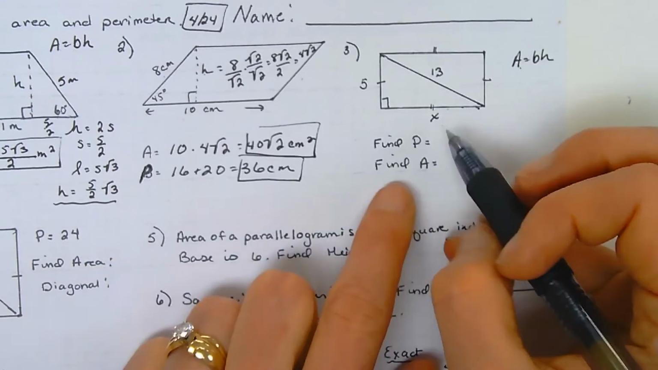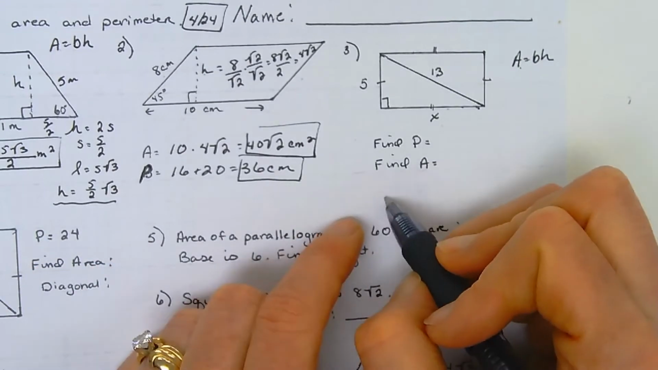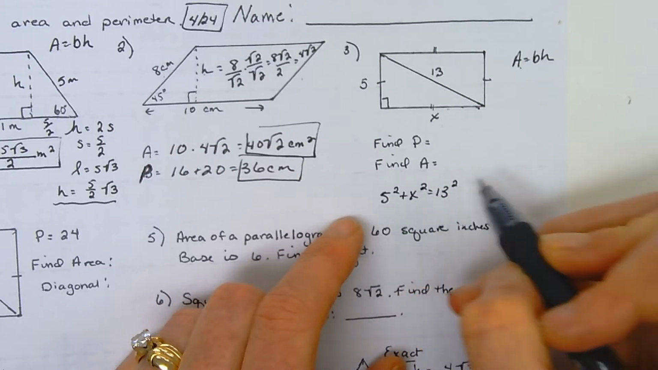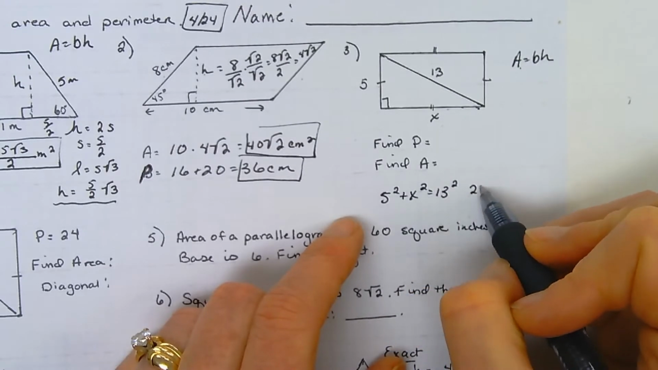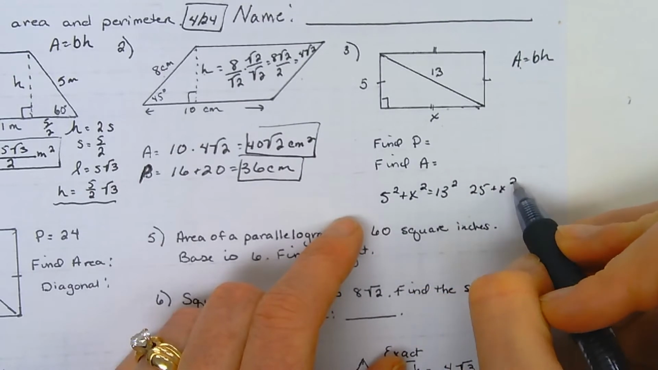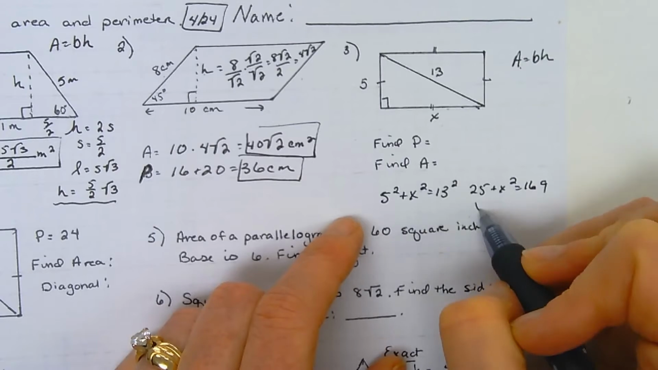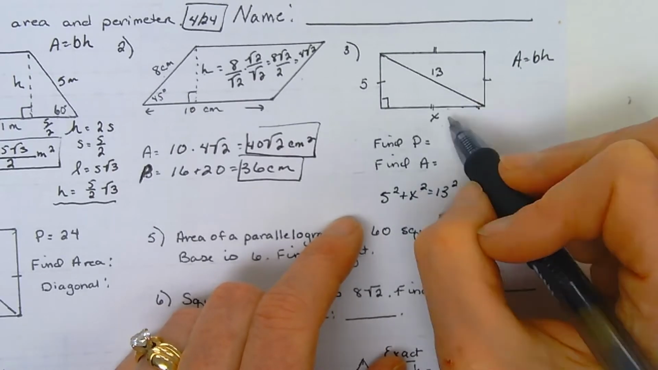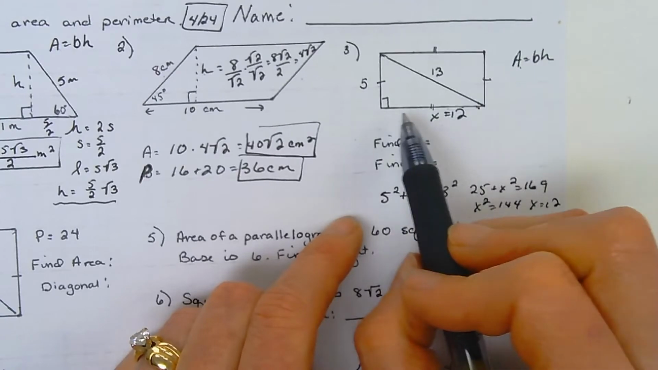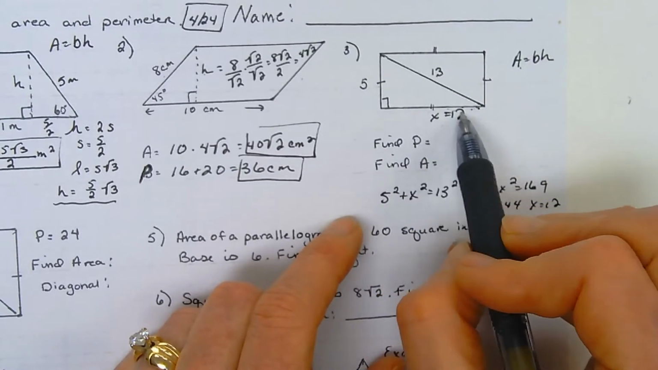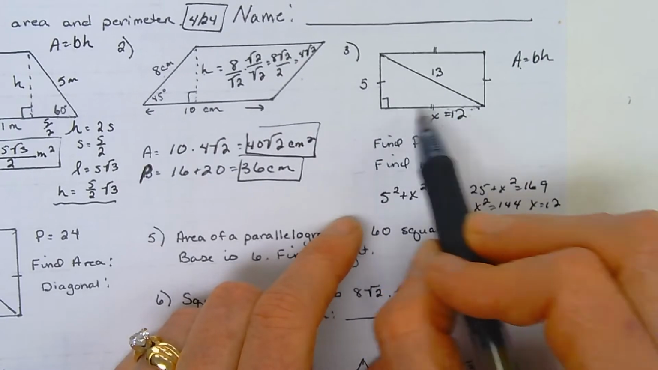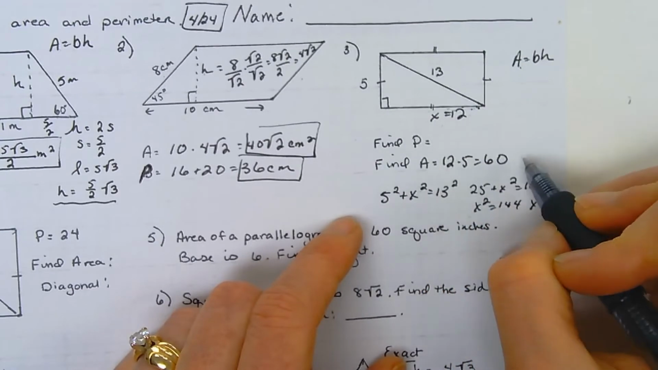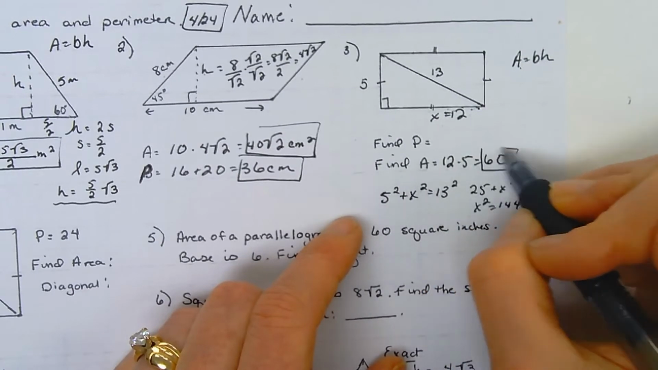Well, I will use the Pythagorean theorem. 5 squared plus x squared equals 13 squared. That's 25 plus x squared equals 169. X squared equals 144. X equals 12. Now I found this missing side. This is the base. This is the height. So 12 times 5 is 60. And that's the area of this parallelogram.